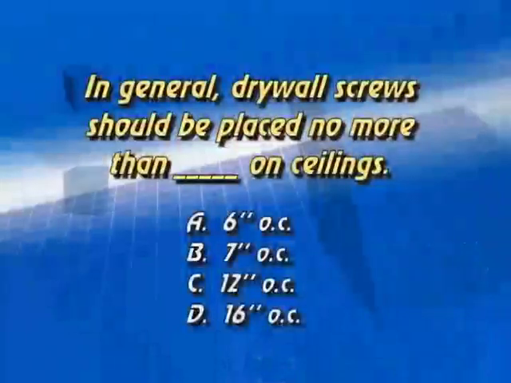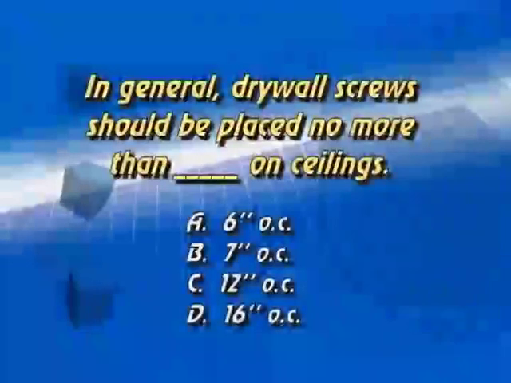Number 41. In general, drywall screws should be spaced no more than what on ceilings? And the answer is 12 inches. Actually, all of those answers in that choice, 6 inches, 7 inches, 12 inches, 16 inches, are correct answers, but for different applications. 6-inch and 7-inch refers to nails. 12-inch and 16-inch refers to screws. The 16-inch application would be on the wall. Again, the 12-inch would be on the ceiling.